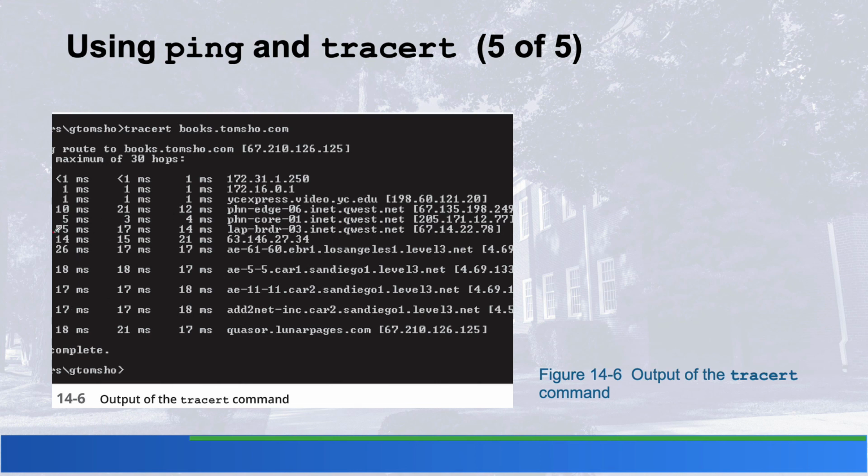So if we look here, this response time is kind of high. So if we're trying to find a bottleneck or the slow part of our network, we can use these times to figure out which router is operating slowly.